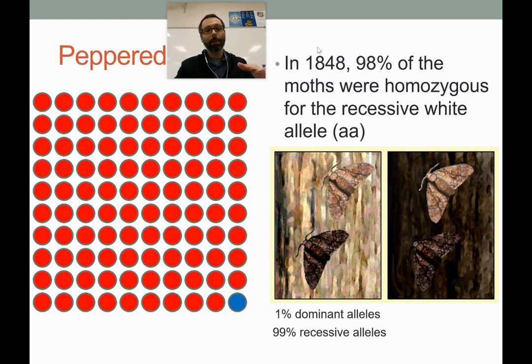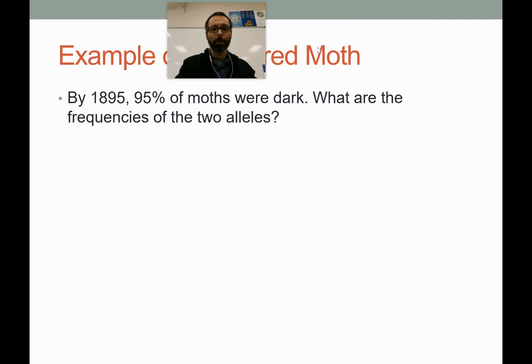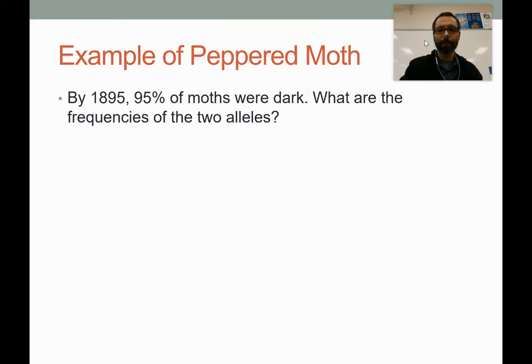Now, you probably know the story where at this point, the Industrial Revolution starts to really kick in, and the soot that's coming from the factories turns the trees dark, right? And so then when we come back in 1895, 95% of the moths are dark. And I don't know if you remember, but in the last slide, it said 2% of the moths were dark before. Now 95% of the moths are dark. And we have the same question here. We want to know the frequencies of the 2 alleles.